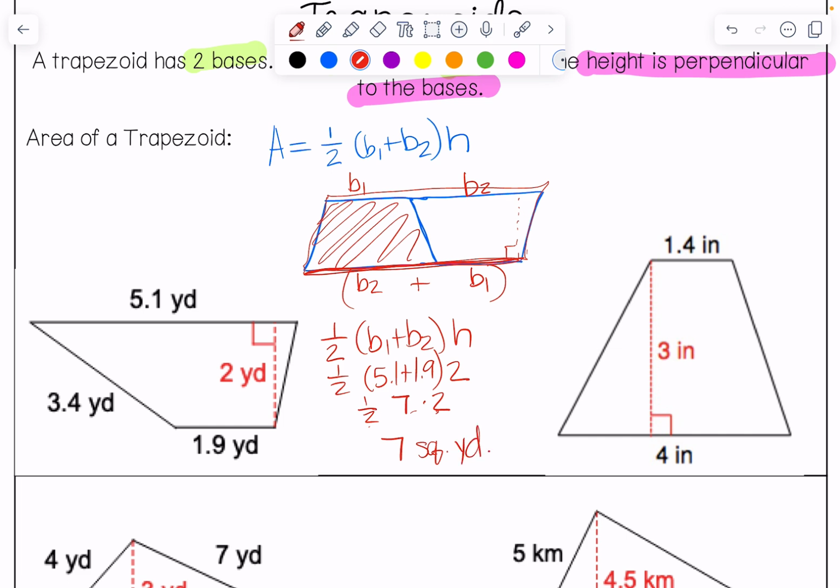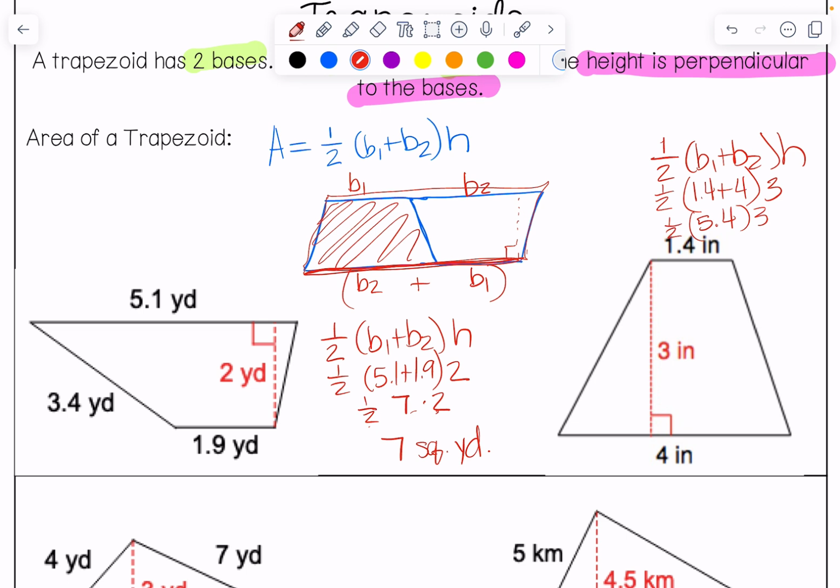On this next trapezoid, my two bases are my parallel sides. So I'm going to start with my formula, 1/2 base 1 plus base 2 times my height. I'm going to plug in my parallel sides for my bases. My height is 3. And so 1.4 plus 4 gives me 5.4 times 3 times that 1/2, okay?